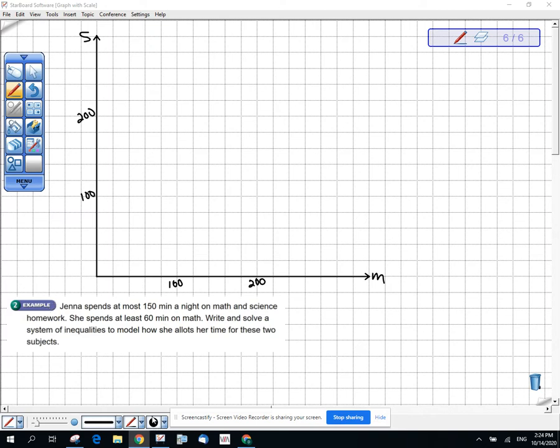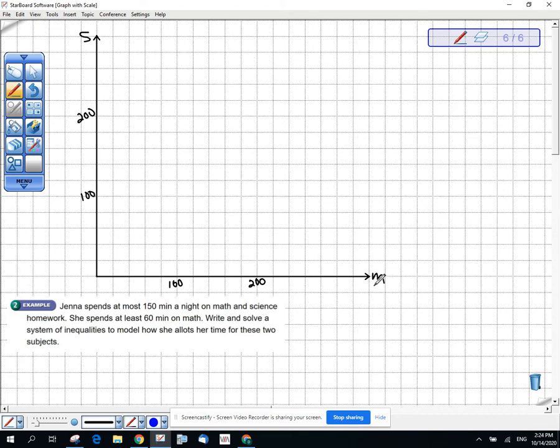Anyway, we can write a system of inequalities based on this situation. Now I'm going to use the variables m and s, and because I kind of know what this is going to look like, I've gone ahead and made the scales go by 20s: 20, 40, 60, 80, 100. You might wait on that until you understand what your graph's going to look like a little bit better, but you'll see that this is going to work.